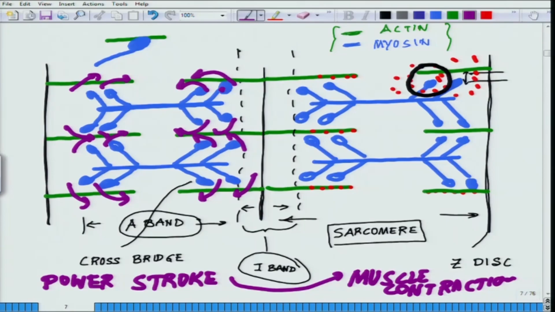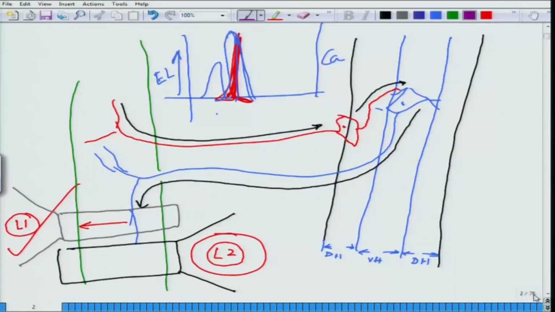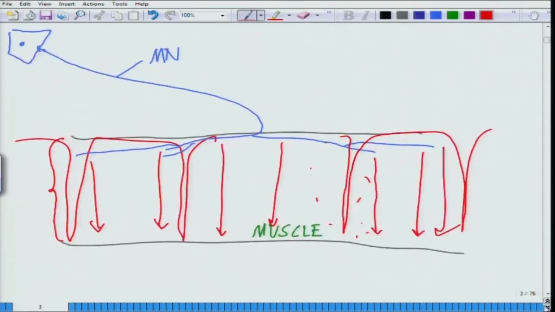I told you that initially there is this nerve. Let me go back to the slide, so that will help you appreciate what happened in the first slide. Here the electrical impulse came and was transmitted through the ryanodine and dihydropyridine receptors in the sarcoplasmic reticulum. Then there is a rise in calcium, and I showed you that calcium spike which took place. That calcium spike leads to motion in the muscle.